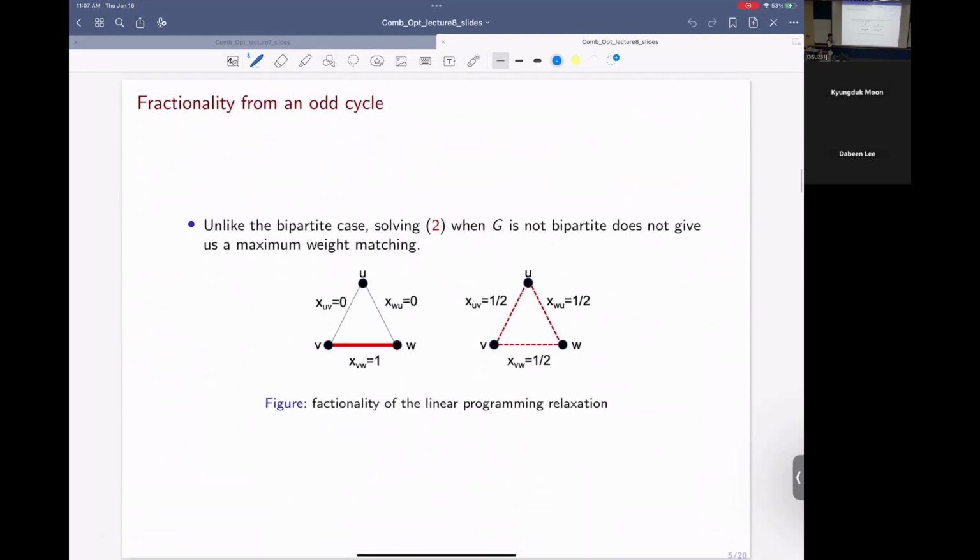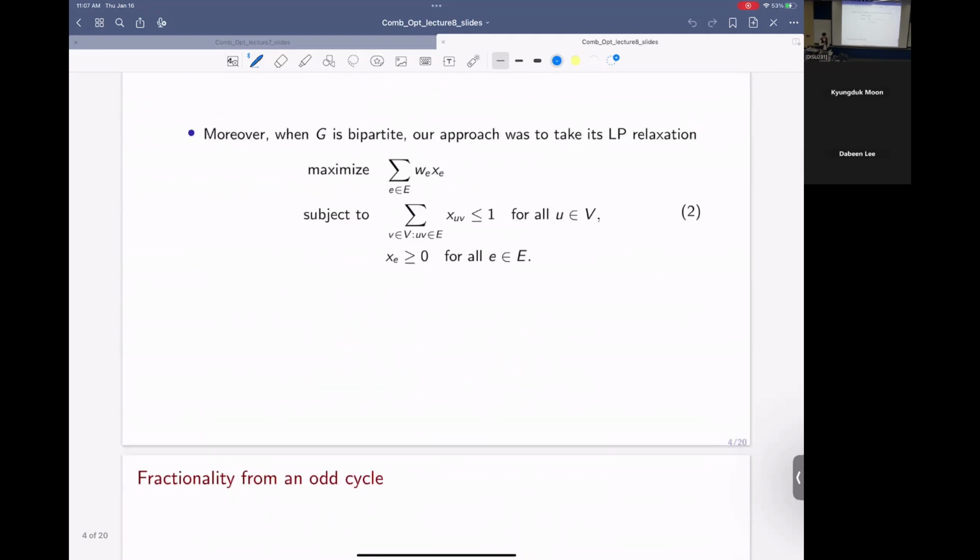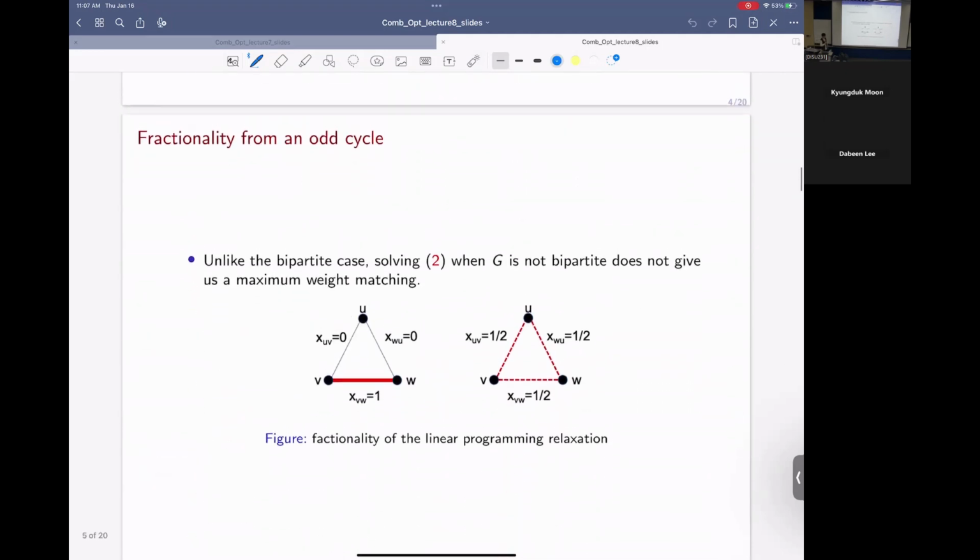But let's look at this odd cycle, a cycle of length 3. Now, let me compare the solution for the integer program and the solution to this LP relaxation. If you solve the integer program, we know that it gives you a maximum matching. And this is one solution. So I have 1, 0, 0 for the edges. And this is for the case where the weights are all 1.